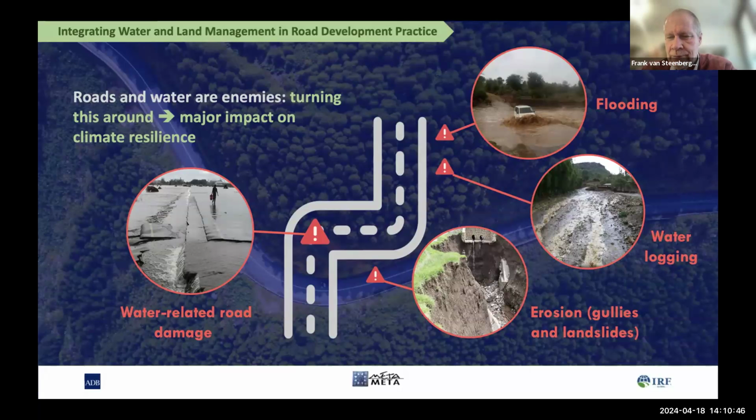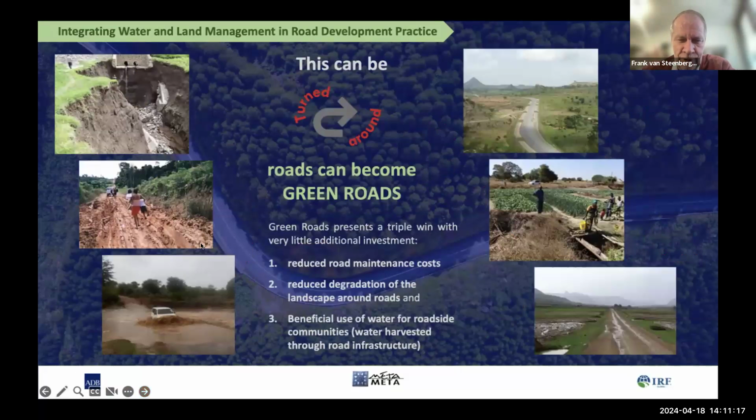Roads are not only damaged by water, but the other way around, the area around roads is also very much damaged by the presence of roads. Roads cause flooding, they cause waterlogging, they cause erosion. Because of this very intense relation, it is also possible to turn it around. They are very much connected. So let's make it a positive connection.